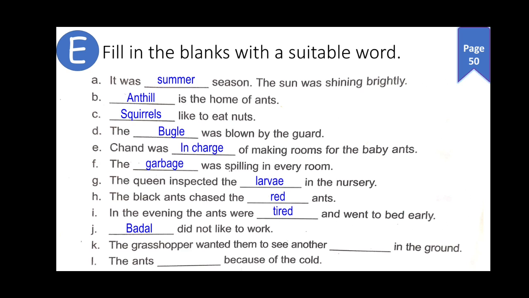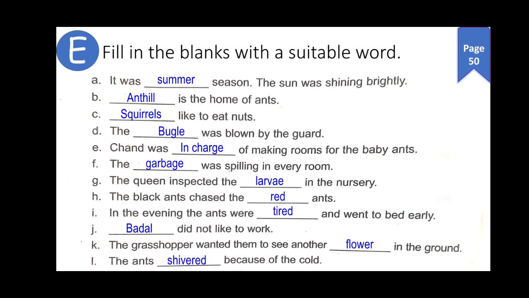Number K. The grasshopper wanted them to see another flower in the ground. The ants shivered because of the cold.